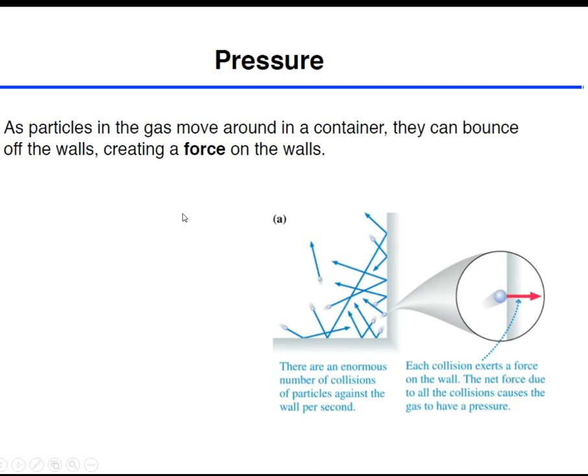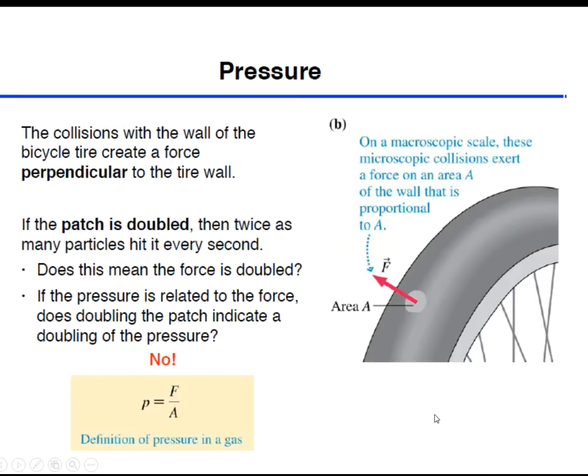Particles are moving around in a container or in a room, and they can bounce off the walls. Every bounce creates a force on the wall, very much like if you were to throw a football at your friend really, really hard. When they caught it, they would feel some force, some pushback. So imagine billions of these little molecules, each one by itself not particularly massive, but together, bouncing off a wall, they exert a force, or they push on the wall. Each collision gives some force on the wall, and the net force of all of those collisions causes the gas to have a pressure.